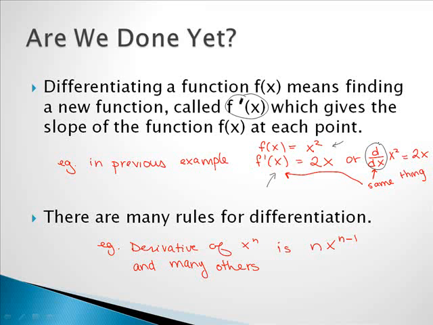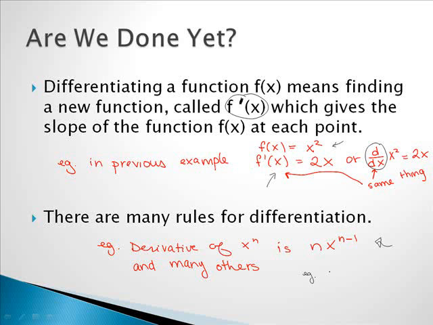For example, the simplest rule is something called the power rule, which tells us that the derivative of a power function, so x raised to some power n, is going to be n times x to the n minus 1. So in other words, you bring down the power and you reduce the power by 1. So that's exactly what we did in our previous example. We had x squared, we brought the 2 down in front, and we reduced the power by 1. So we ended up with 2 times x to the 1, which is just 2x.